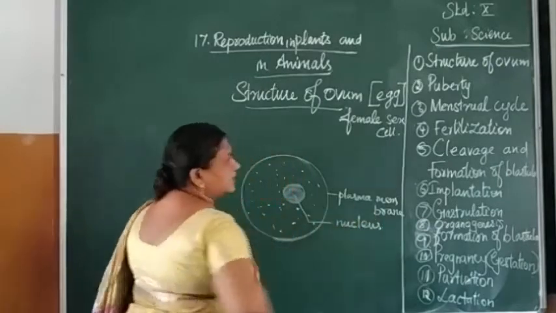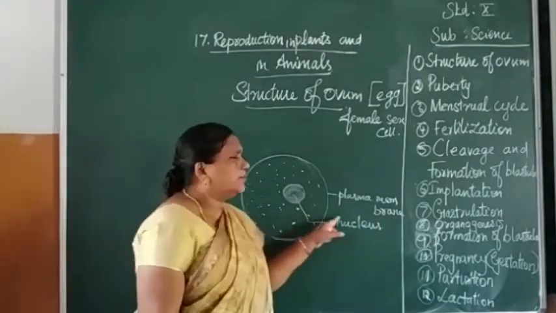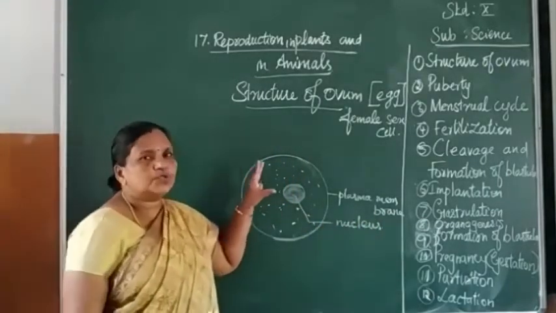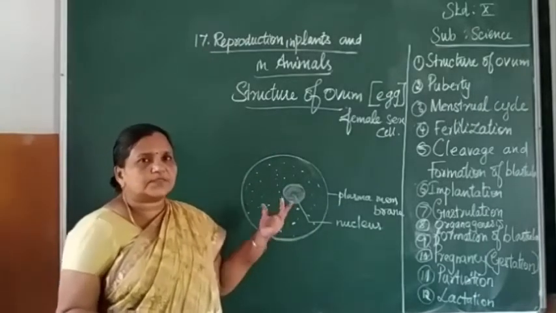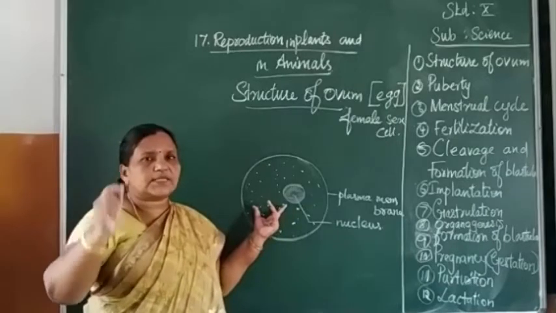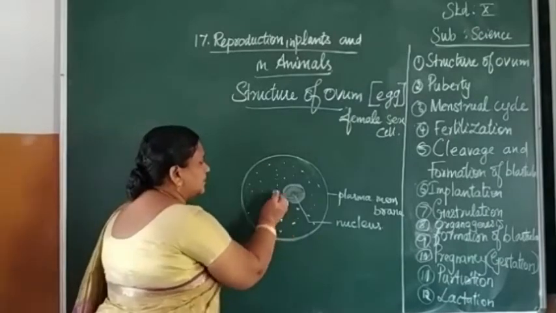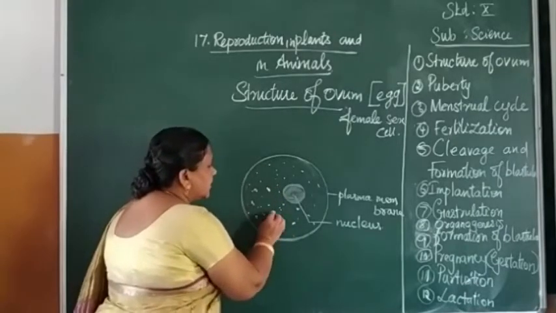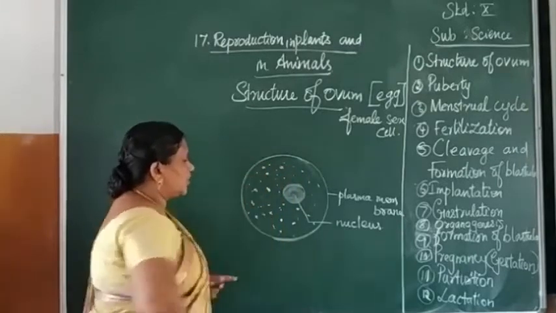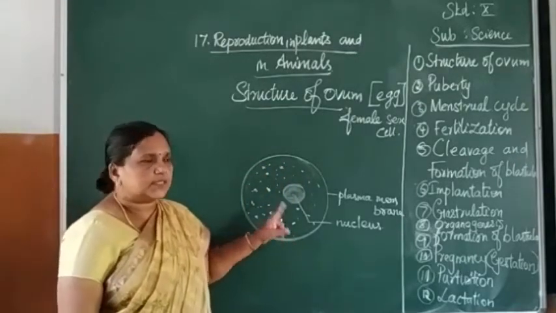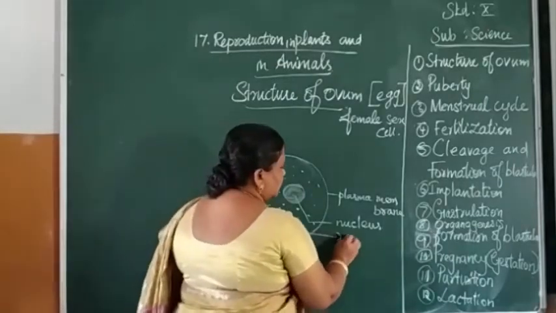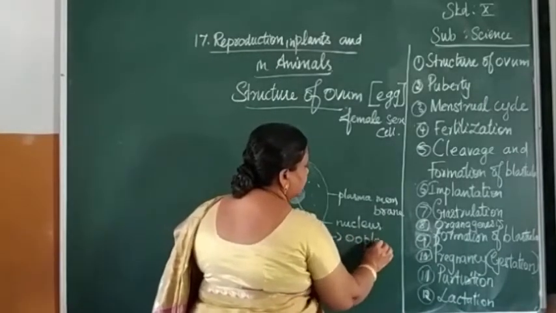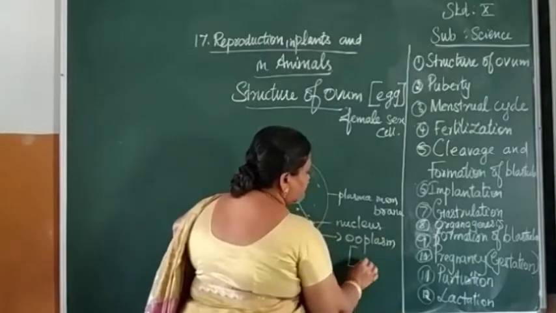This nucleus is otherwise called the germinal vesicle in the egg cell. The cytoplasm, not like other cells' cytoplasm, has some granules, large size granules, present in it. This cytoplasm in the egg cell is called the ooplasm. So ooplasm means cytoplasm of the egg cell.